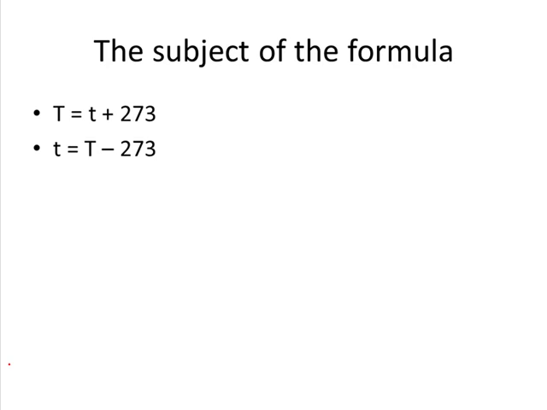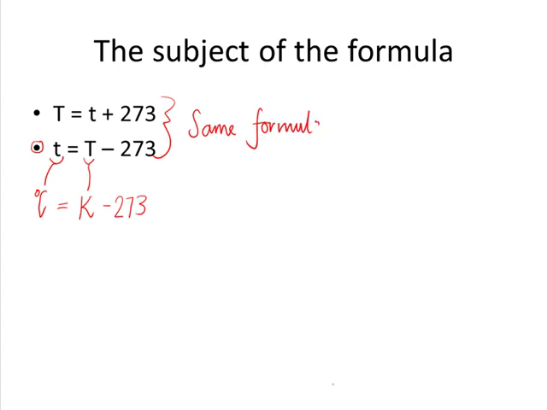This same formula can be written in different ways. It can also be written as small t equals capital T minus 273. In other words, if you wanted to know what the temperature in degrees Celsius was when you were given the temperature in Kelvin, all you need to do is take the temperature in Kelvin and subtract 273 from it. These two are identical in that they mean exactly the same thing. They've got the same relationship between capital T and small t, but they're just expressed in different ways.